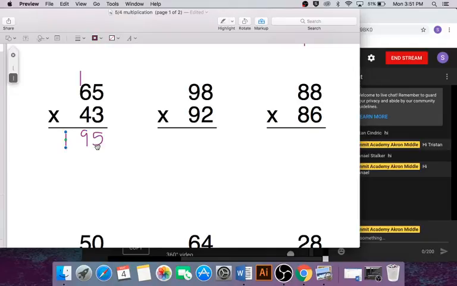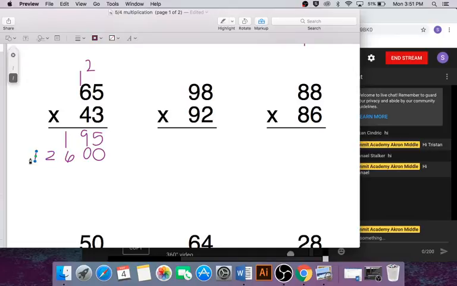We're going to move over to our 4. So we're going to put a 0 to hold our place. 4 times 5 is 20. We're going to put down the 0, we're going to carry the 2. 4 times 6 is 24, plus 2 is 26. So we're going to put our 6 under our 1 and our 2 beside it.